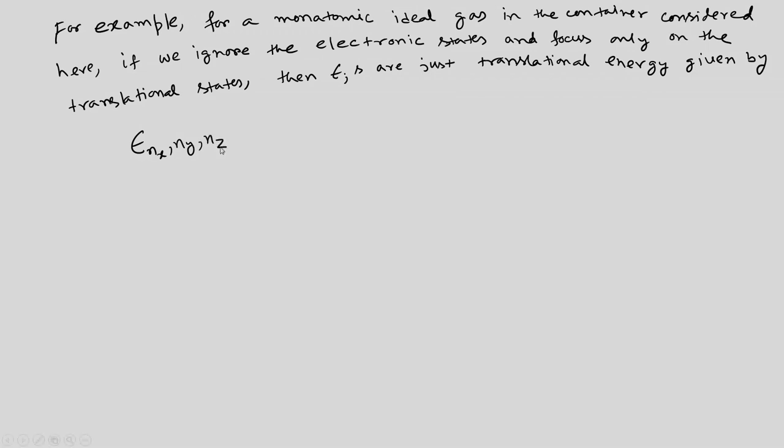we consider a three dimensional box. So epsilon nx, ny, nz is h to the 2 by 8 m a to the 2, like this. Since we consider a three dimensional box, we get this expression. This is related to the particle in a one dimensional box. So this is the energy expression for a particle in a three dimensional box.